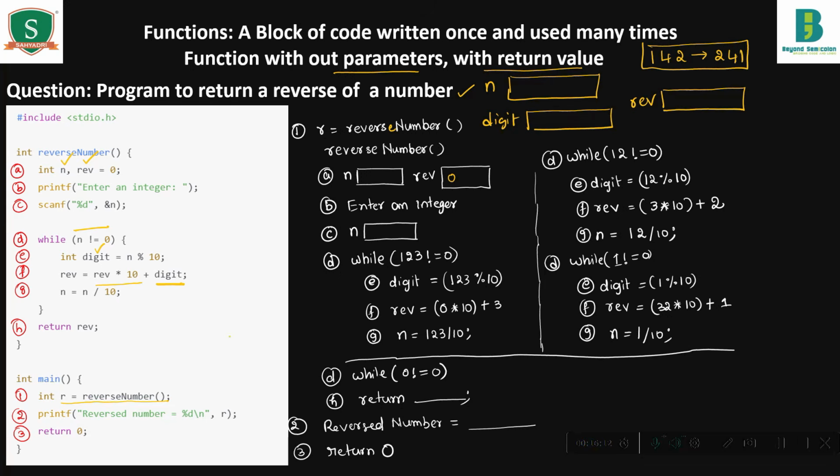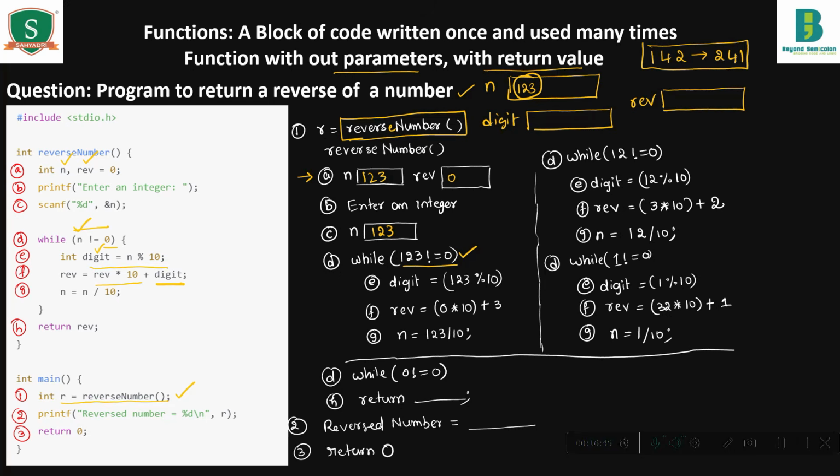So the first statement, r is equal to reverse number. So we are calling the function reverse number here. The first statement, that is A, int n, reverse is equal to 0. Enter an integer. C statement, scanf, the user has given the input 1 2 3. So n value is updated to 1 2 3. D statement, n not equal to 0. Currently the n value is 1 2 3. 1 2 3 not equal to 0, condition is correct.